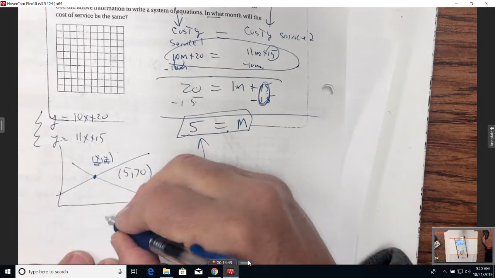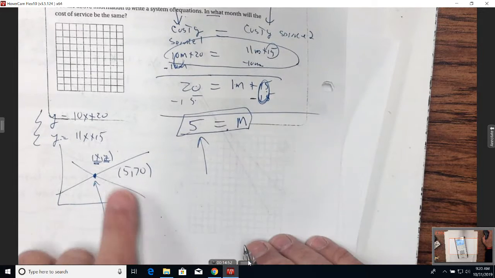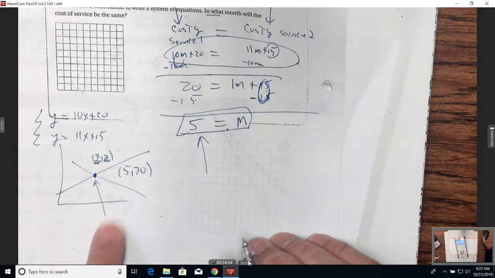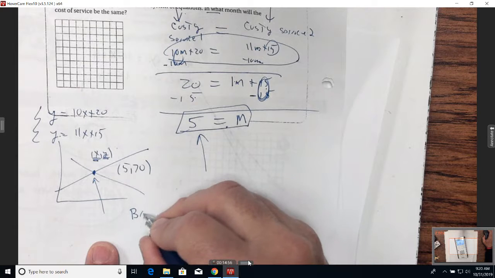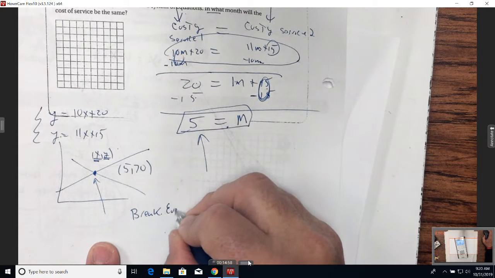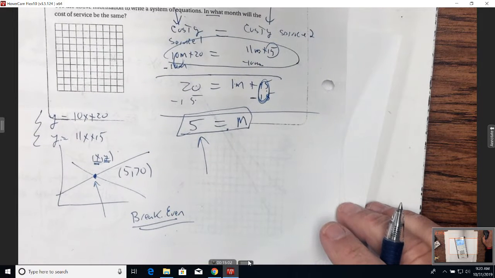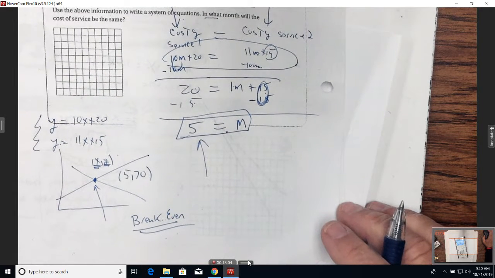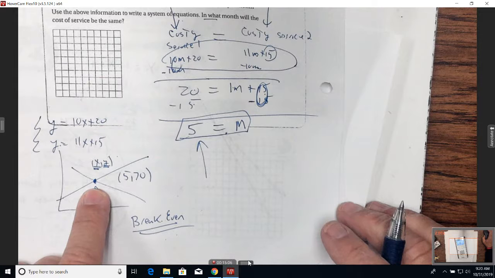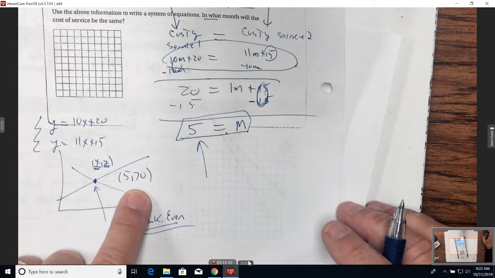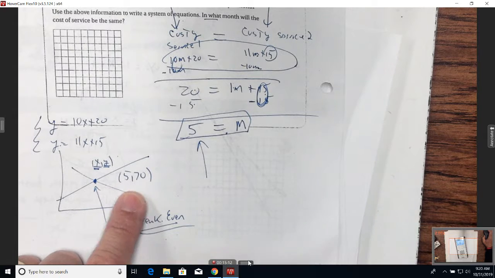Now, this is what you need to know. That little point right there, the coordinate (5, 70), has a name. It's called the break-even point. That's when both equations are the same. It makes no difference what radio service you choose. Radio service 1 and radio service 2 are exactly the same.